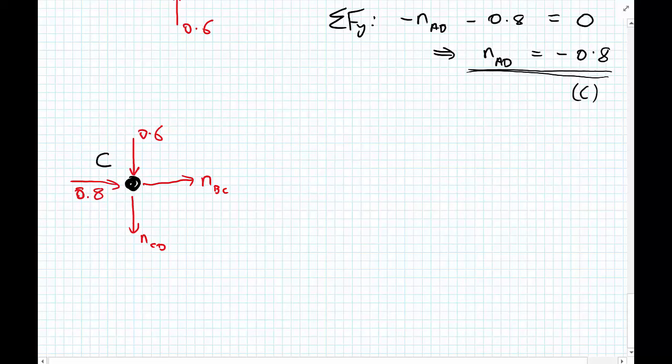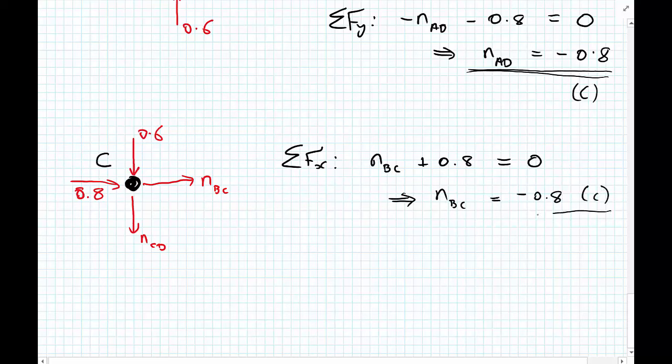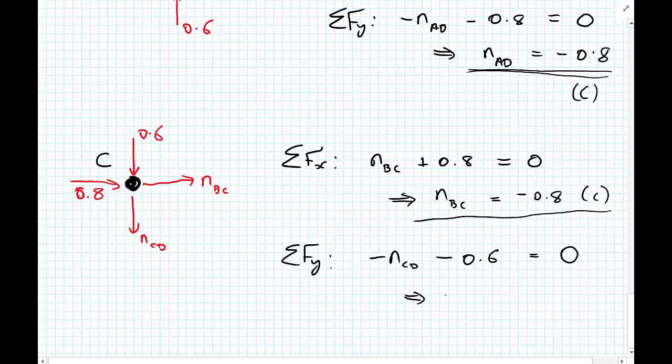And applying our equations of equilibrium now, we can sum the forces in the x direction. We have nBC plus 0.8 is equal to 0, and therefore nBC equals minus 0.8, so is in compression. And now taking the sum of the forces in the y direction, we have minus nCD pointing downwards, minus 0.6 also pointing downward is equal to 0, and therefore we get that nCD is equal to minus 0.6, so again in compression.